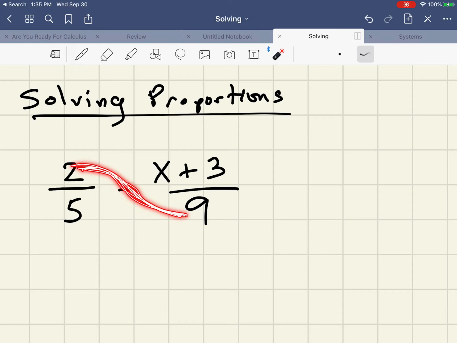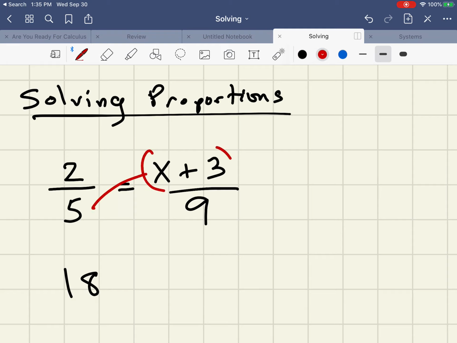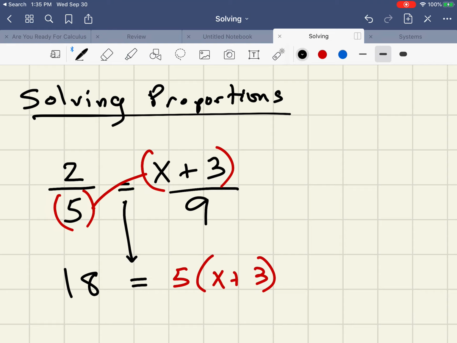You're going to multiply these positions together, which of course in this case is 18. And then you're also going to multiply these positions together. All right, so that's going to be 5(x + 3). And I'm going to encourage you to leave it just like that. And then you drop the equation sign down and it becomes an equation. So it's just a standard equation. It's just one step to get there.